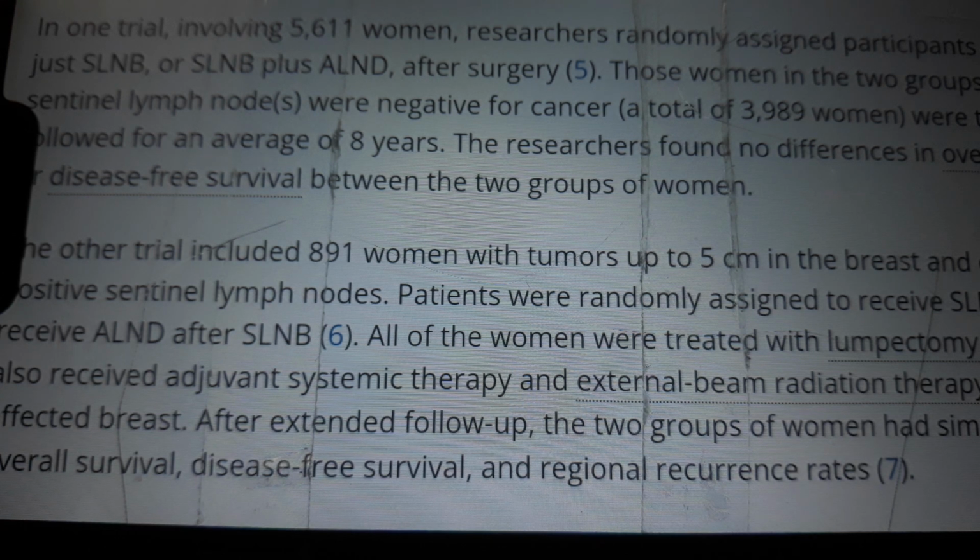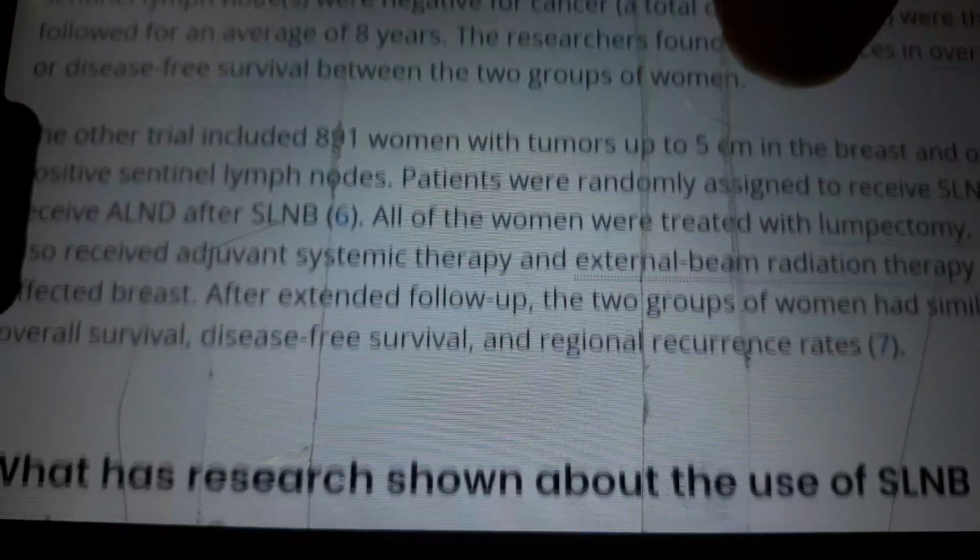Well, these are details of a trial that's been done there. I'll just read it out for you. One trial involving about 5,611 women, researchers randomly assigned participants to receive just SLNB or SLNB plus ALND after surgery. Those women in the two groups whose sentinel lymph nodes were negative for cancer, a total of 3,989 women, were then followed for an average of 8 years.